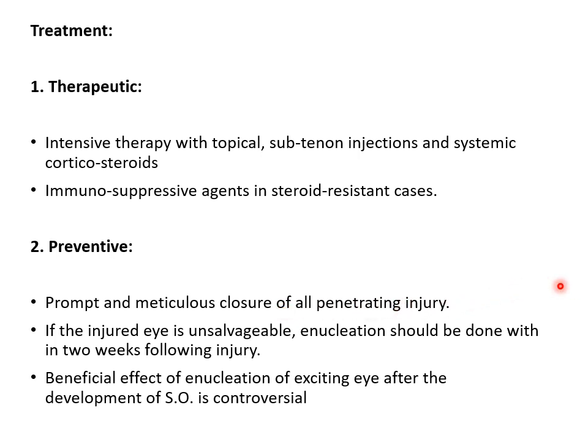Any penetrating injury which has involved the uveal tissue, or any intraocular surgery where the uveal tissue is enmeshed in the wound, is a risk factor for sympathetic ophthalmitis. Now, this is relatively rare nowadays because of the wide availability of steroids, and because of good surgical techniques. Now, if the injured eye is unsalvageable, enucleation should be done within 2 weeks.